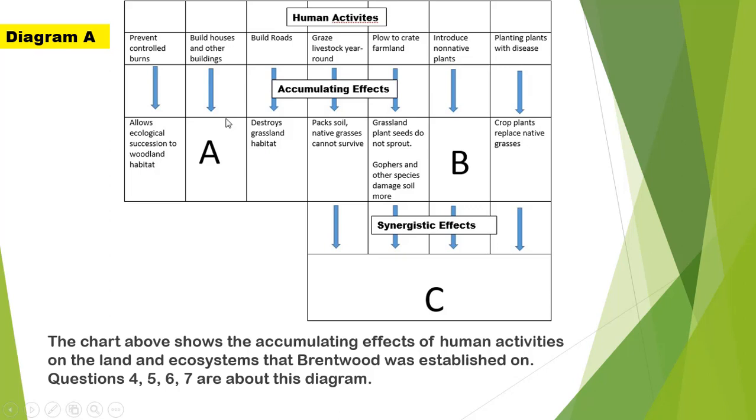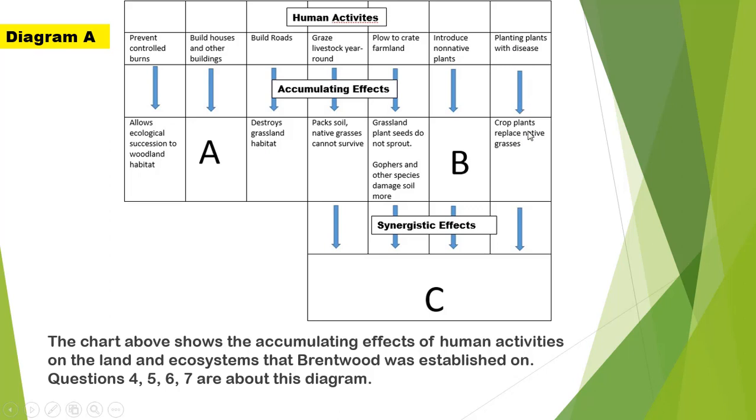Building homes or houses, we're going to figure out what the effect is. Building roads destroys grassland habitats. Grazing livestock year-round packs soil and native grasses. So packed soil so native grasses cannot survive. Plowing to create farmlands. Grassland plant seeds do not sprout. Gophers and other species may damage the soil. And planting plants with disease, crop plants replace native plants.